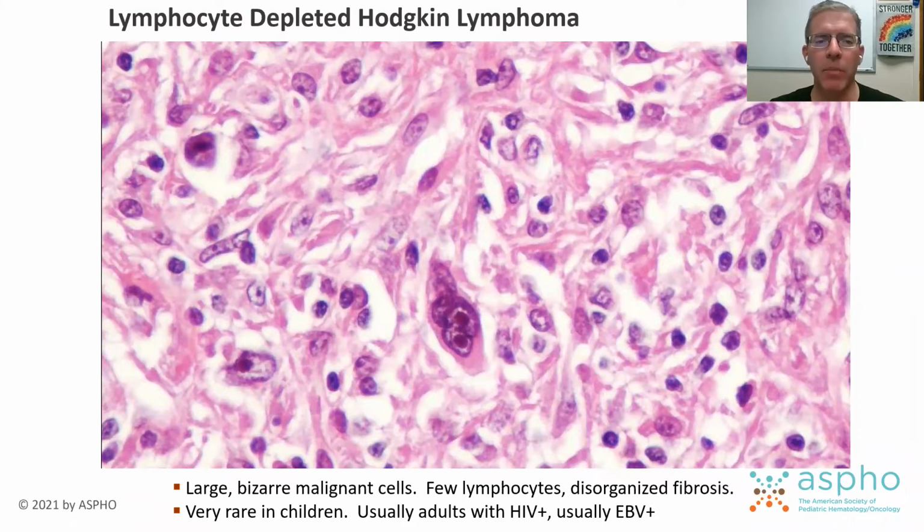And then this is lymphocyte-depleted Hodgkin lymphoma. We see these large, bizarre malignant cells, few lymphocytes, disorganized fibrosis, and here's your Hodgkin lymphoma cell. And this is very rare in children. It's usually adults with HIV, and it's almost always EBV positive.